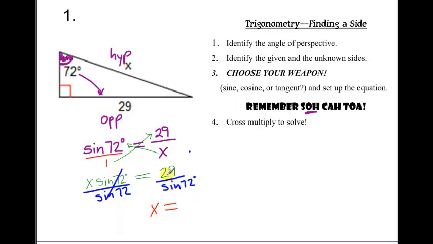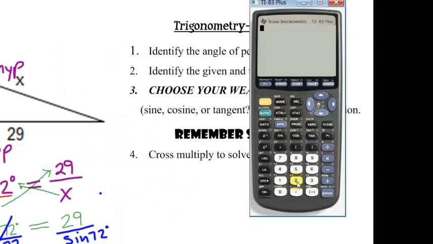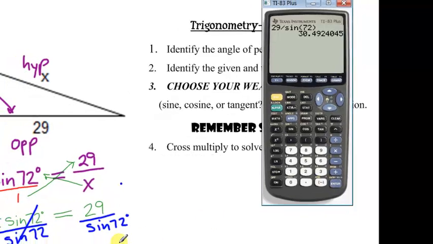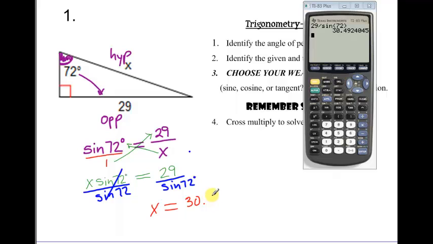x is equal to 29 divided by the sine of 72, which is something I would do on a calculator. So let me pull out my calculator. So I'm going to type it in the calculator like this. I got 29 and divide it by the sine of 72, just like that. 30.49. Let me round that to 30.5. So x is about 30.5. Let's squiggly these equals. It's not equal. It's about 30.5. That's how you do it.